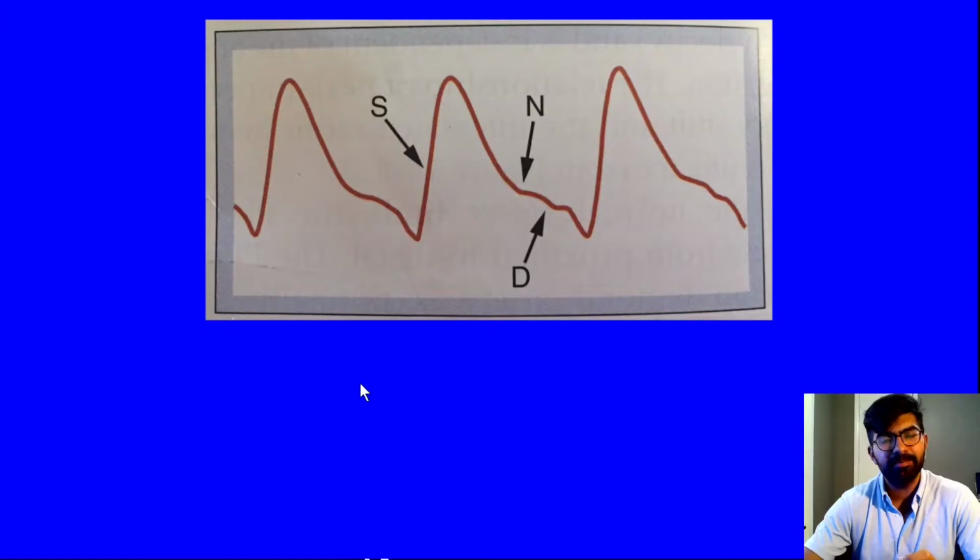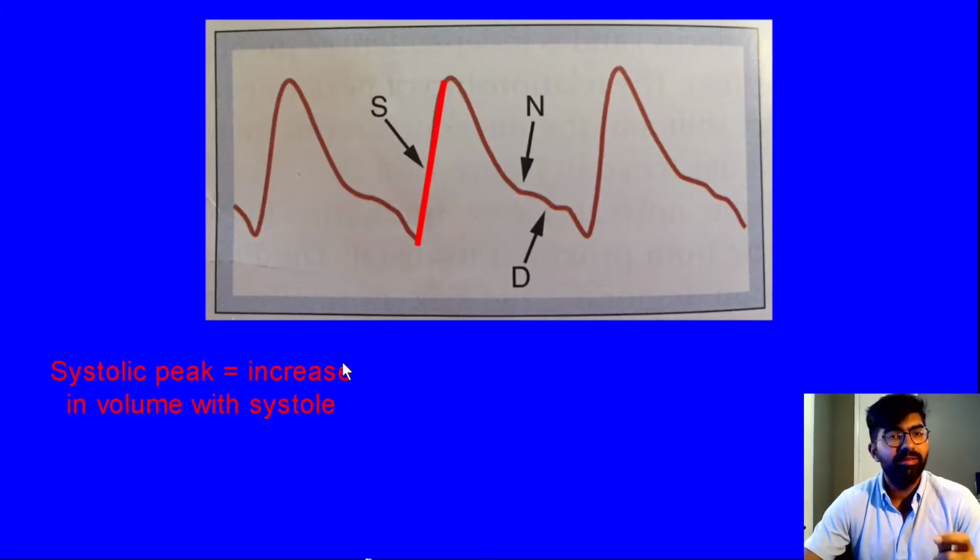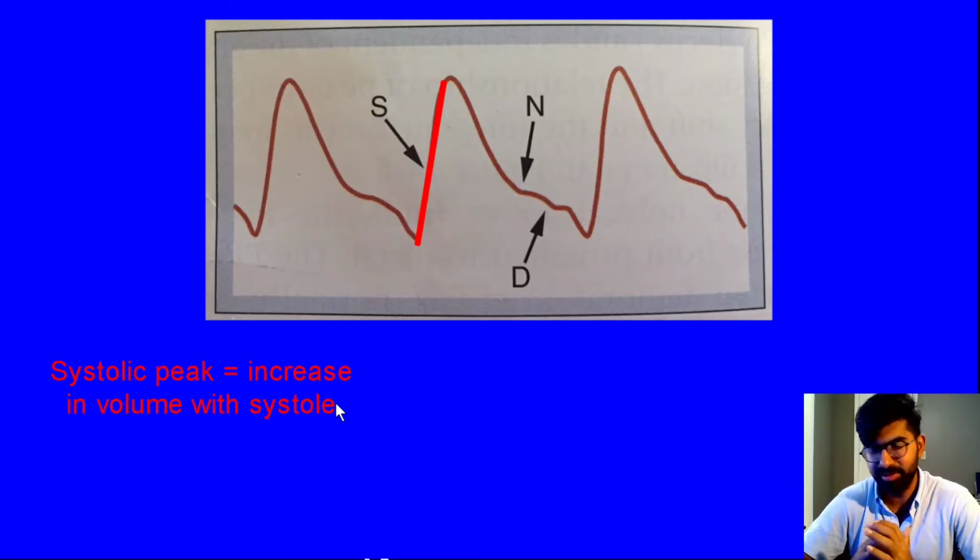So unlike what we learned before about Doppler waveforms, you're going to have to scratch that and think about this waveform quite differently. Now, you have a systolic peak, which again represents an increase in volume with systole. We're not talking about forward-moving blood flow, backward-moving blood flow. We're talking about an increase in the volume, which is what it measures, okay? So in systole, the volume in that segment increases.